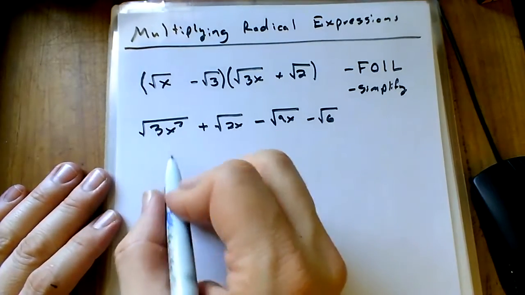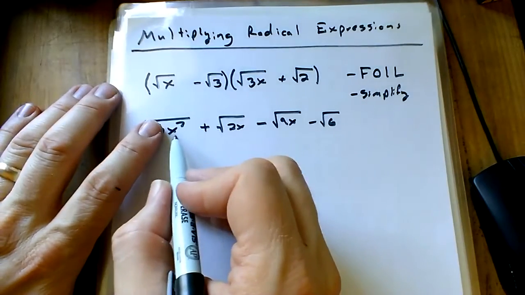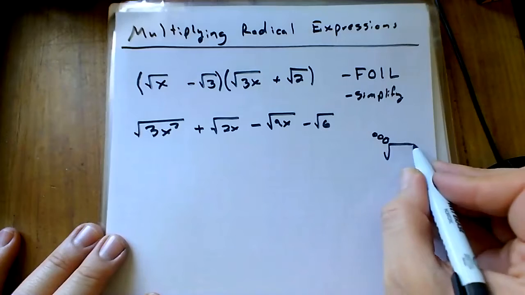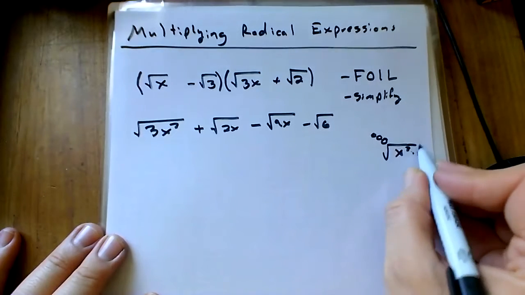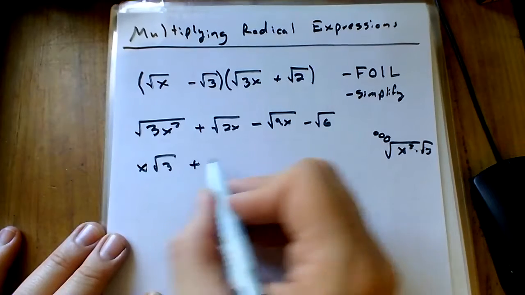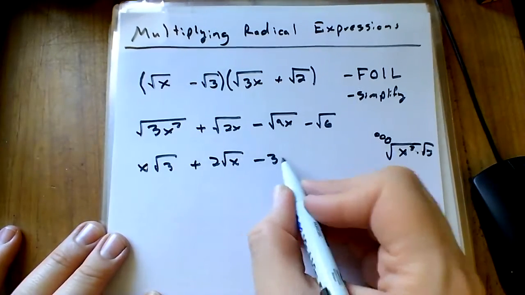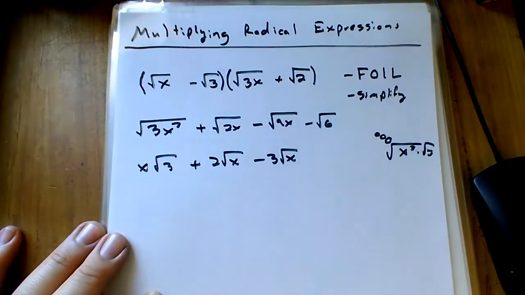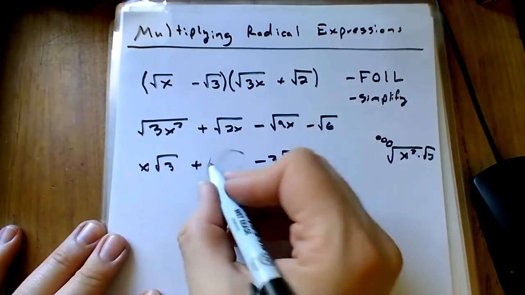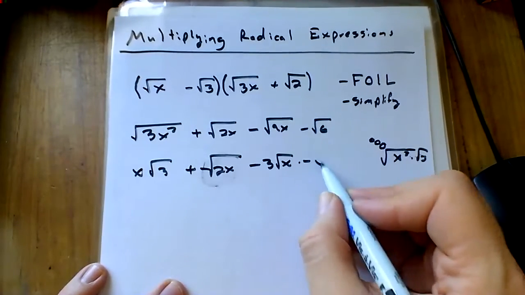If I want to, I could break this up into 2. I hope it's fairly easy to see that this is the square root of x squared times the square root of 3. This is just going to be x square roots of 3 plus my 2 square roots of x. This is going to be minus 3 square roots of x. Oh, whoops, wait a minute. I made a mistake. That's not minus 2 square roots of x, that's minus the square root of 2x. Can't put those together. And then minus the square root of 6.